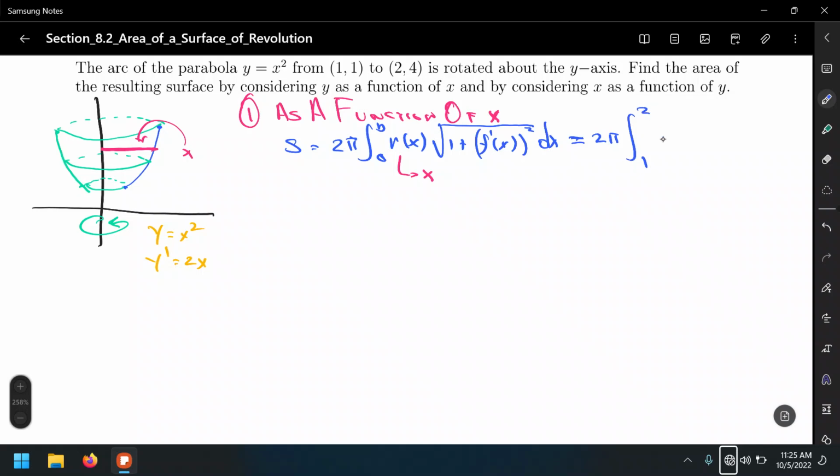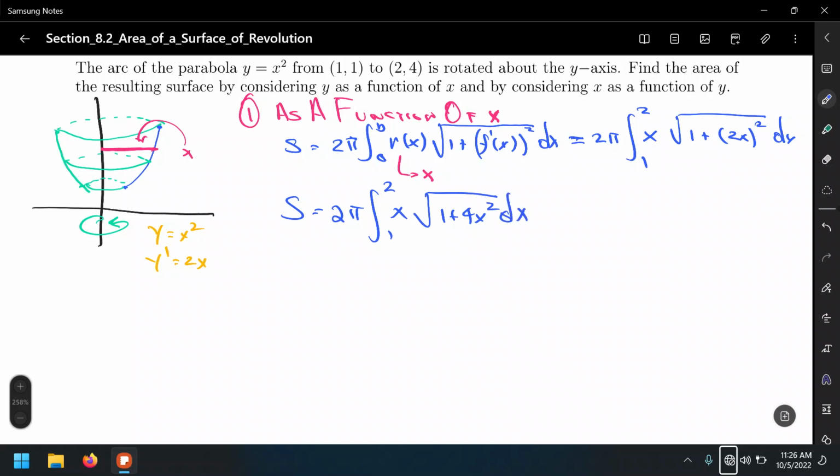That's going to go from 1 to 2. So that's r of x, which is x, square root of 1 plus the quantity 2x, which is the derivative of the function, squared. And be careful, because a very common mistake when simplifying a quantity like this is to either forget to square the 2 or forget the x, or forget to square the x. And in this case, this power 2 is affecting both the 2 and the x. So 2 pi integral from 1 to 2, that's x square root of 1 plus 4x squared.